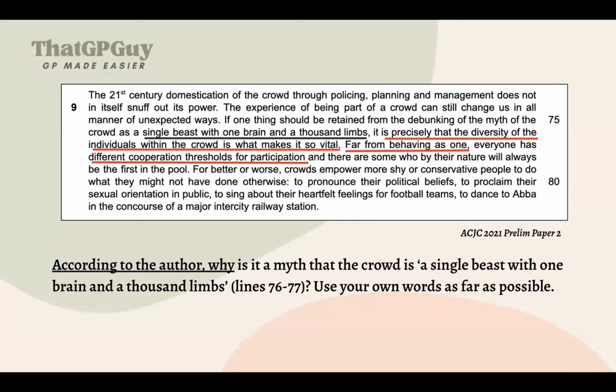That's the answer. I've seen students who ignore those in red, and they just go straight to unpacking in their own words. They use their own understanding of a single beast and their own understanding of a brain, 1,000 limbs, and they make no reference to the passage at all. That is not something that we're trying to go for. But for your reference, the answer would be, to paraphrase this, it is a myth as the crowd does not usually act in the same way. Instead we are made up of a variety of personalities, and everyone has varying levels of willingness to join crowds. That's the paraphrase for different cooperation thresholds for participation.